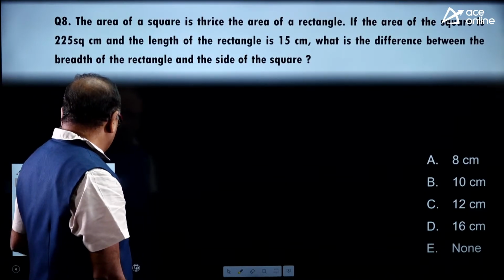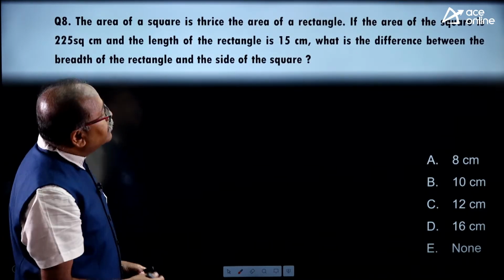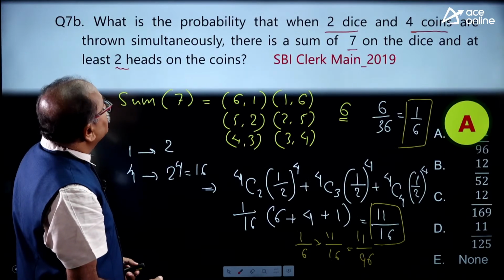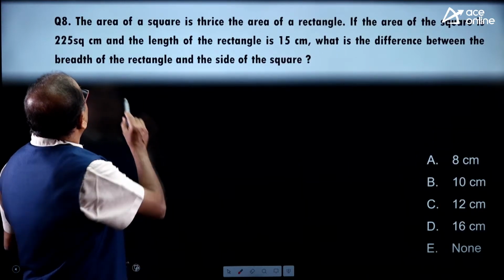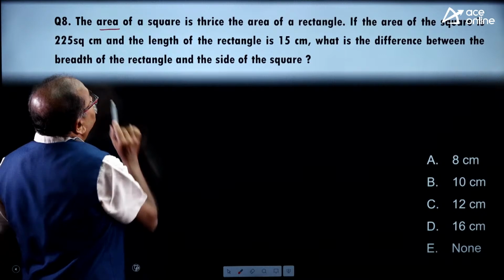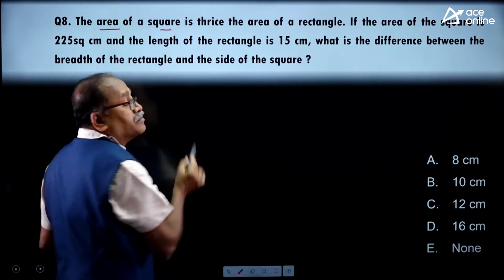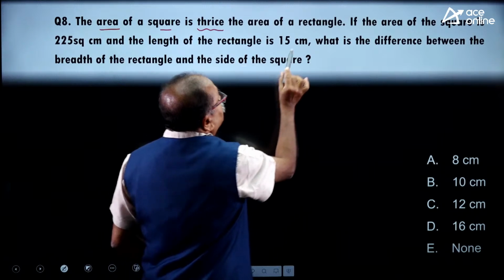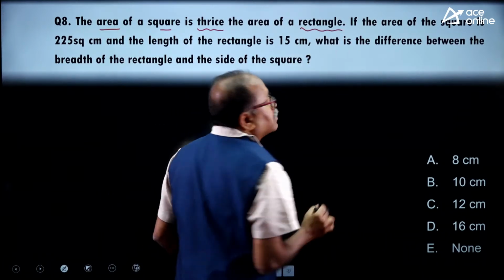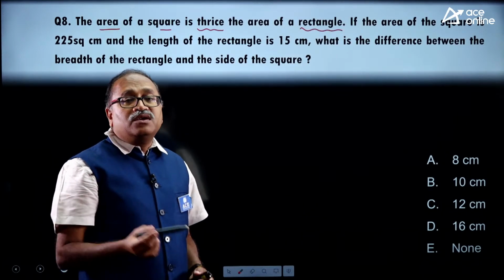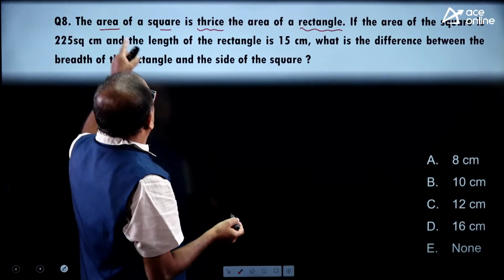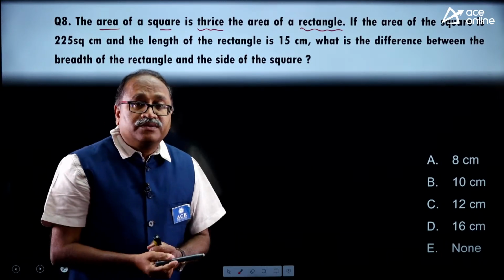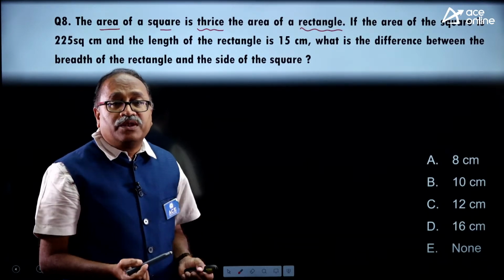Look at this. What is the question here? Why has the font changed? Here a different font and here a different one. Okay. The area of a square is thrice the area of a rectangle. So if the area of the rectangle is x, the area of the square is 3x, 3 is to 1.